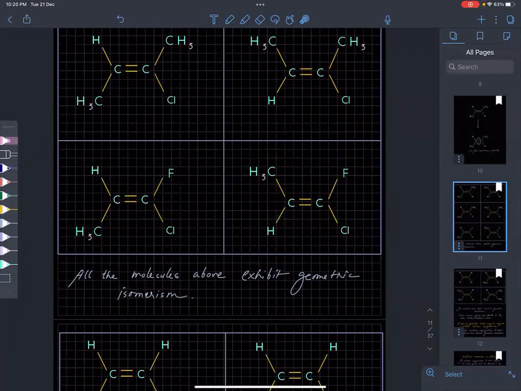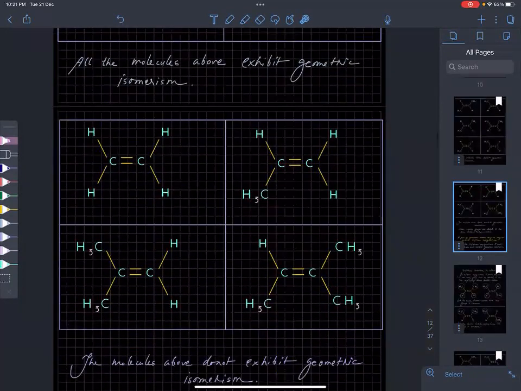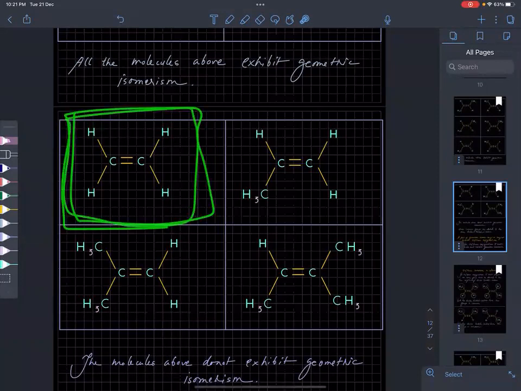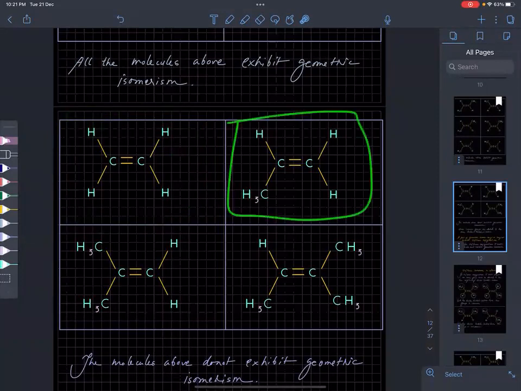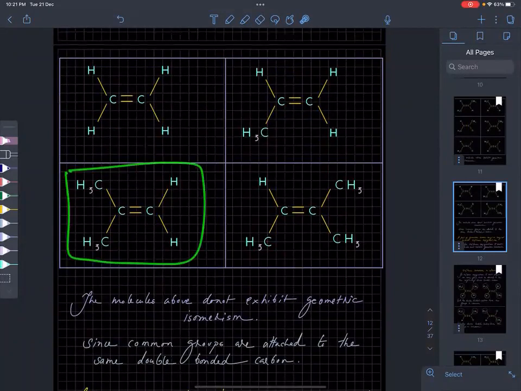Now, does this show geometrical isomerism? They are not isomers actually. Can this show geometrical isomerism? No, sir. Can this have a geometrical isomer? No. Can this have a geometrical isomer? No.